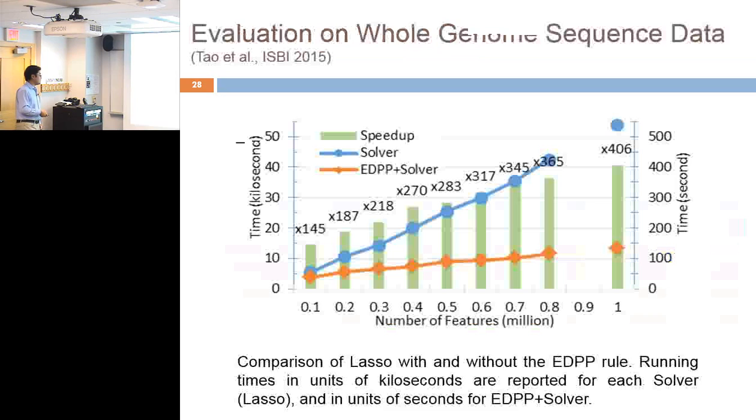For these experiments, we evaluate our method on even larger data matrices. The x-axis represents the number of features, in millions. We can see that if the number of samples is roughly the same, the speed up gained by our method increases as the feature dimension increases.